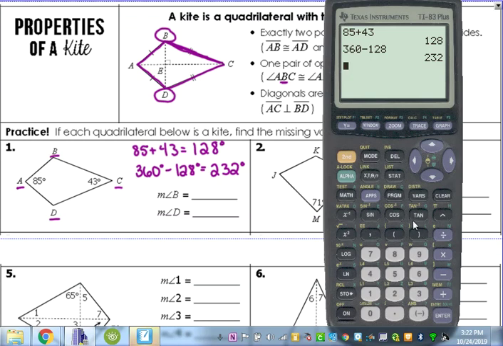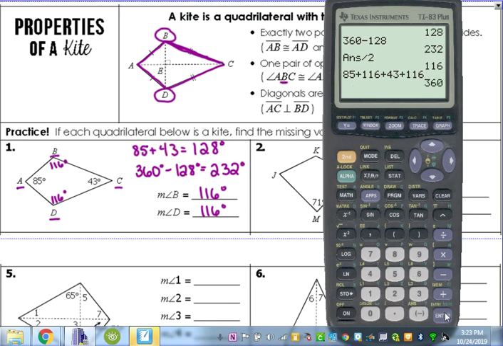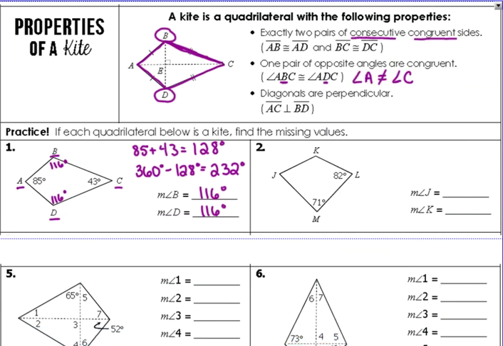They are equal to one another, so they have the same value. So if we divide that 232 by 2, we get 116 degrees for each of these angles. Check it to make sure. Add them all up: 85 plus 116 plus 43 plus 116. It should total 360, and it does.